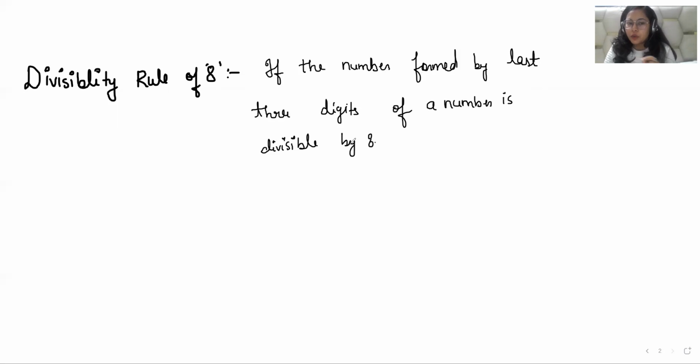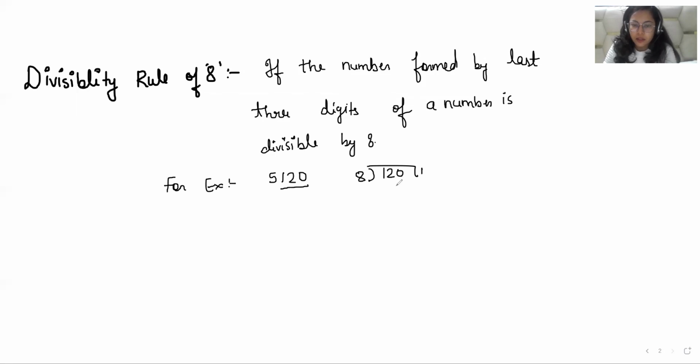It is quite similar to the divisibility rule of 4, where we check the last 2 digits, and in this one we check the last 3 digits. So let's take an example. For example, 5120. Just take the last 3 digits and check whether it will be divisible by 8 or not.